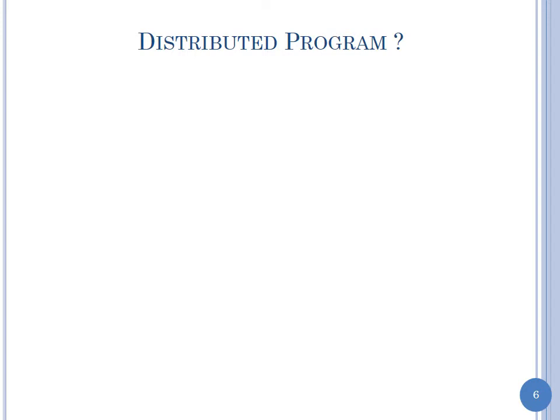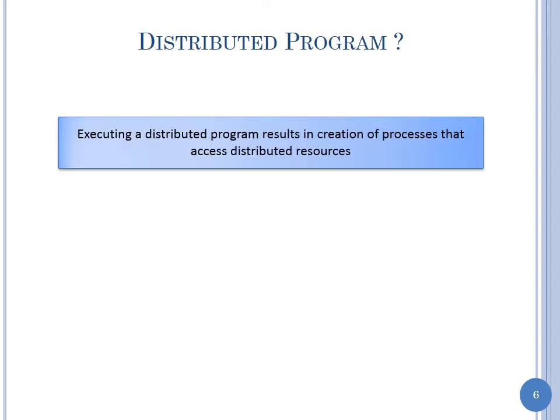So what's a distributed program then? Based on the definition we had earlier, we're going to refine that and say that a distributed program is something that, when executed, results in creation of processes that access distributed resources. So we say that programs don't access distributed resources, processes do, and we've seen processes are execution instances of programs.